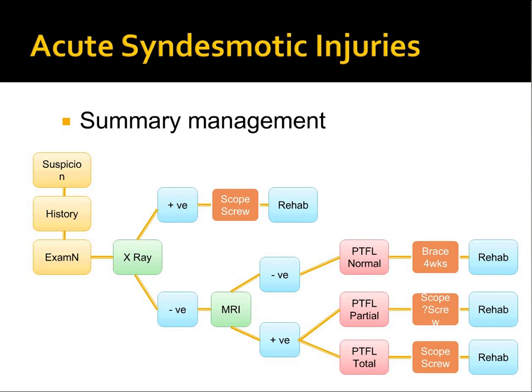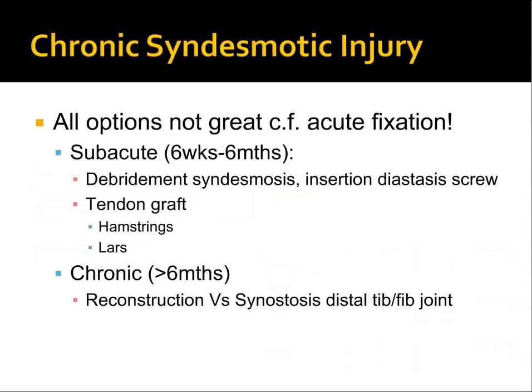If it's negative and you're suspicious, get an MRI scan. If the posterior tib-fib ligament is normal, which we mentioned gives us about 42% stability, and if the interosseous membrane is negative, then I would agree with bracing for 4 weeks, rehab, etc. However, if it's positive, if you have a partial or total tear of the posterior part, I scope these, and if they're open, I fix them.